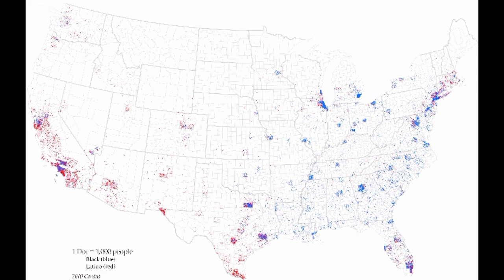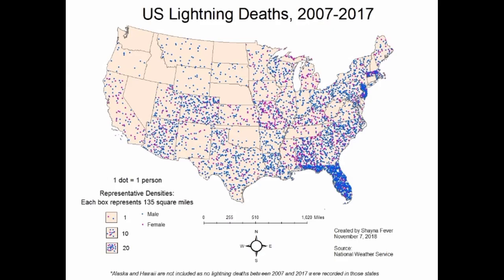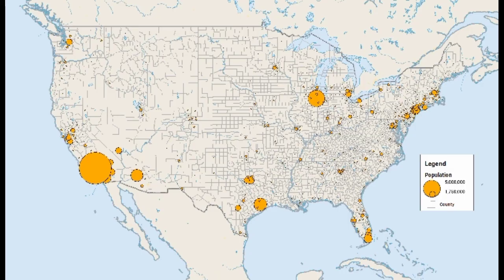Next one, you see dot density map. A dot density map is a type of thematic map that uses dots on the map to show the values of one or more numeric data fields. Each dot on a dot density map represents some amount of data.